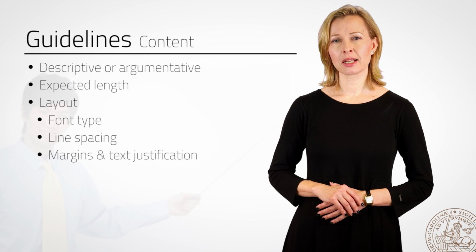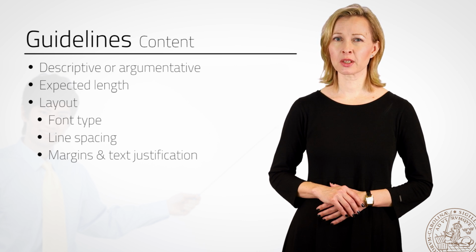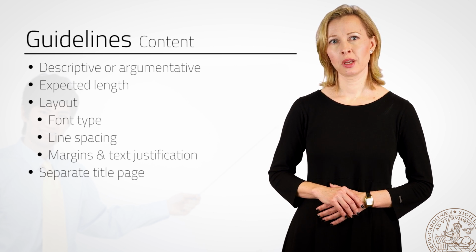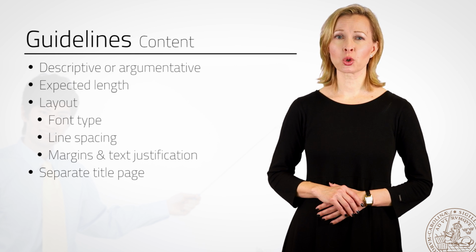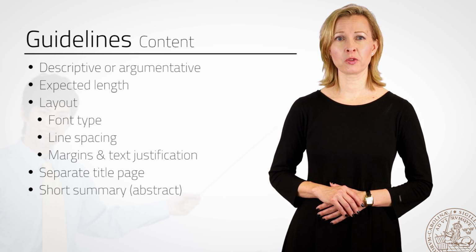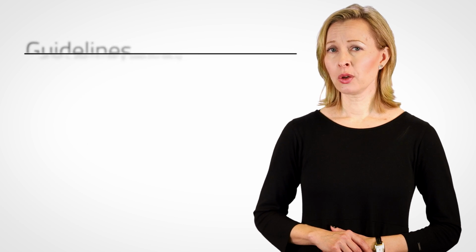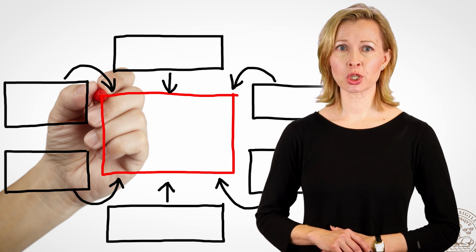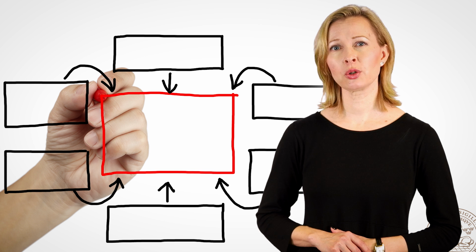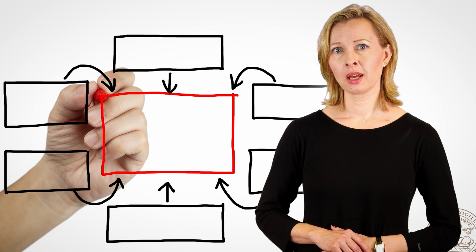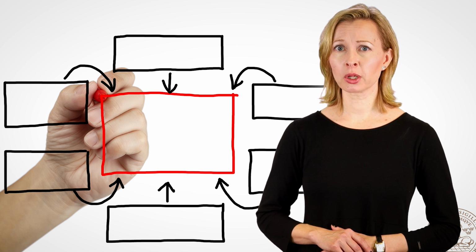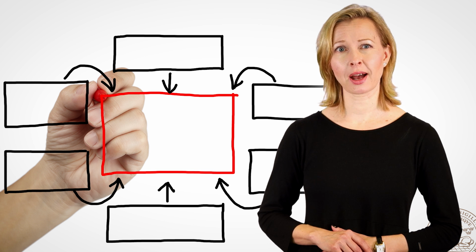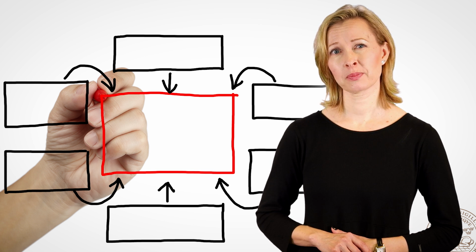The essay guidelines often also specify if you need a separate title page or not, and if you need to write a short summary of your essay in the form of an abstract. So, when you plan for your essay, you need to check for these things and make sure that you get them right from the start, and that you have a good idea of what the finished product will need to be like before it can be passed.